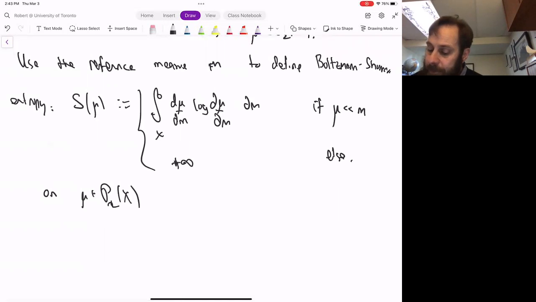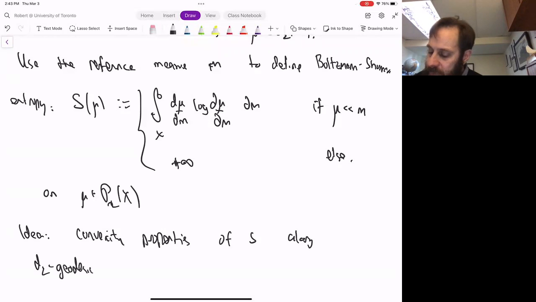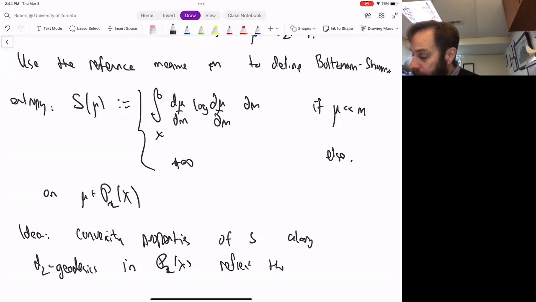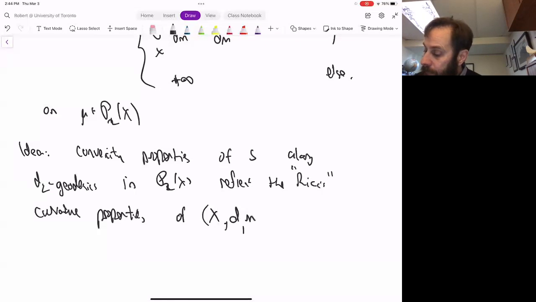And then the idea would be that convexity bounds, properties of S along d2 geodesics in P2(X), reflect the Ricci curvature properties of X. So the triple (X, d, m) is called a metric measure space. Or MMS sometimes.